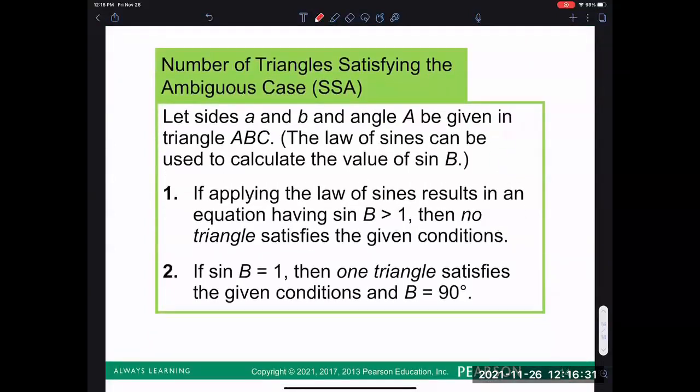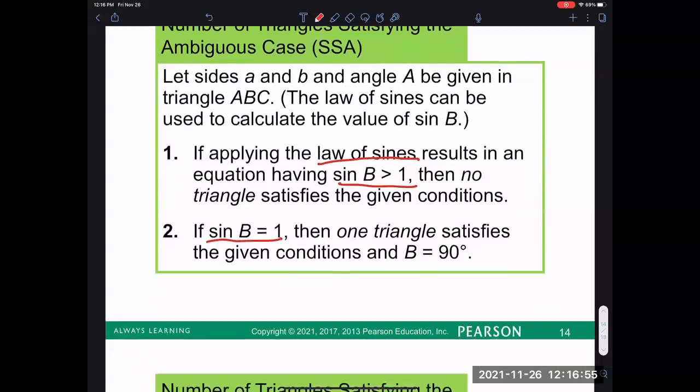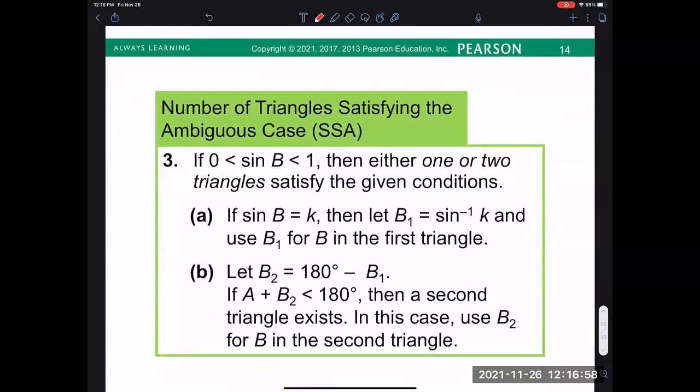Basically, we're always going to begin with the law of sines. And if you do that and you end up trying to solve for the angle, which you're always trying to do in the first step, and you get something bigger than 1, then you can't make a triangle. If you're solving for the angle and you end up setting it equal to 1, then you get 1 triangle because the side length drops straight down and forms a nice 90-degree triangle. If it's between 0 and 1, then there's one of 2 possibilities.